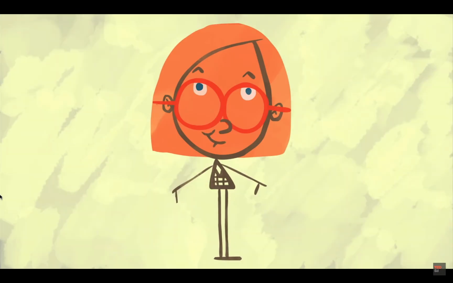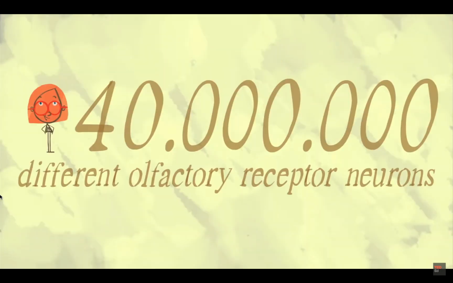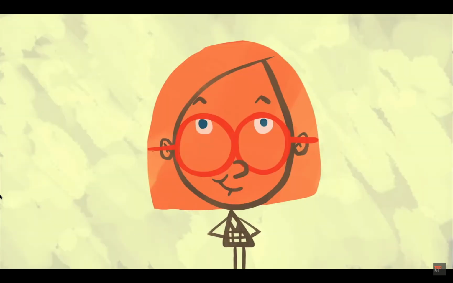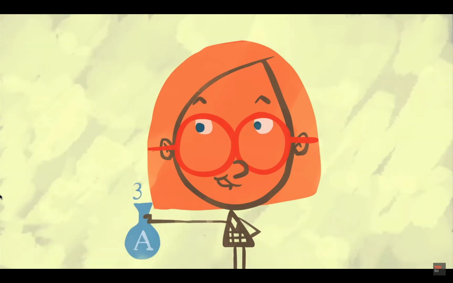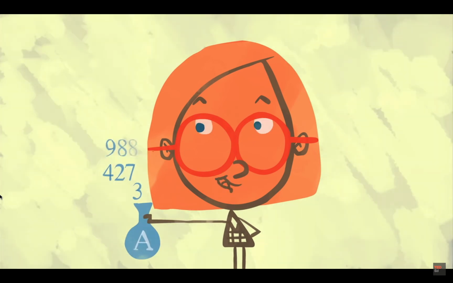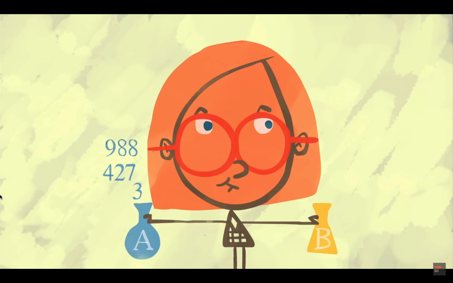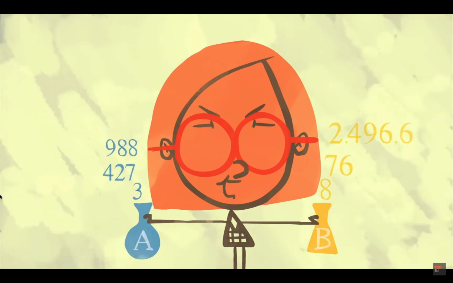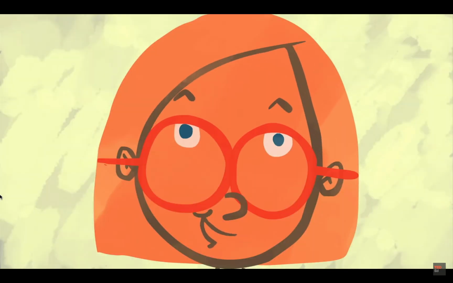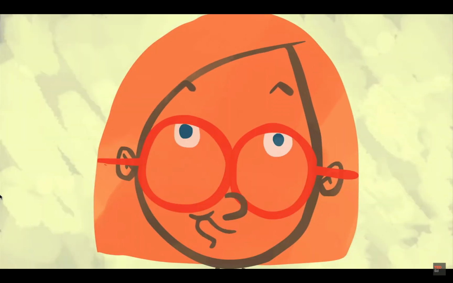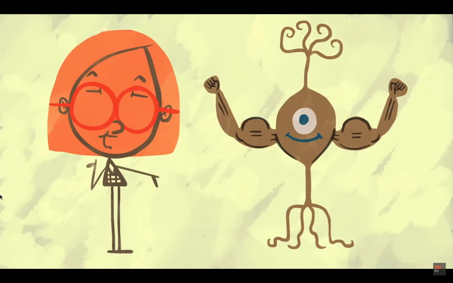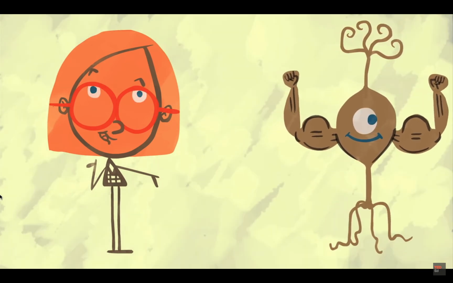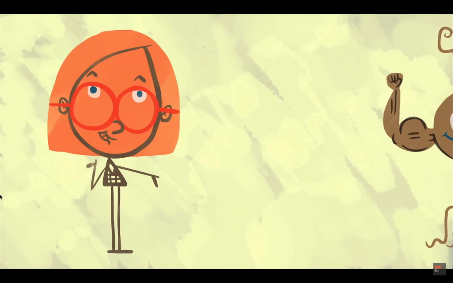But how do you actually tell the difference between smells? It turns out that your brain has 40 million different olfactory receptor neurons. So odor A might trigger neurons 3, 427, and 988, and odor B might trigger neurons 8, 76, and 2,496,678. All of these different combinations let you detect a staggeringly broad array of smells. Plus, your olfactory neurons are always fresh and ready for action. They're the only neuron in the body that gets replaced regularly, every 4 to 8 weeks.